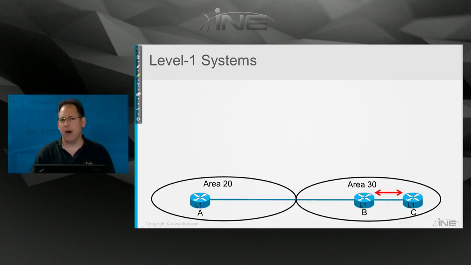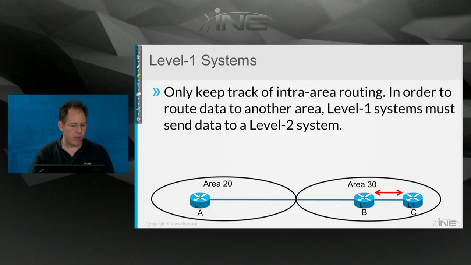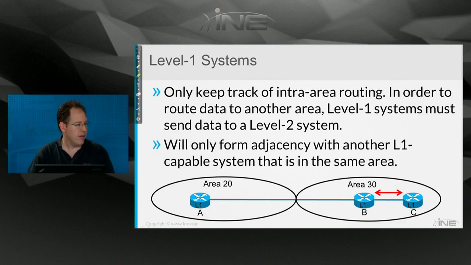Let's start with level 1 systems. Now you have to manually configure a router to be just a level 1 only system, because it's not that by default. So level 1 systems only keep track of intra-area routing. In order to route data to another level or another area, a level 1 system must send data to a level 2 system. And they will only form adjacencies with another level 1 capable system that is in the same area. So let's go back to the analogy of OSPF.